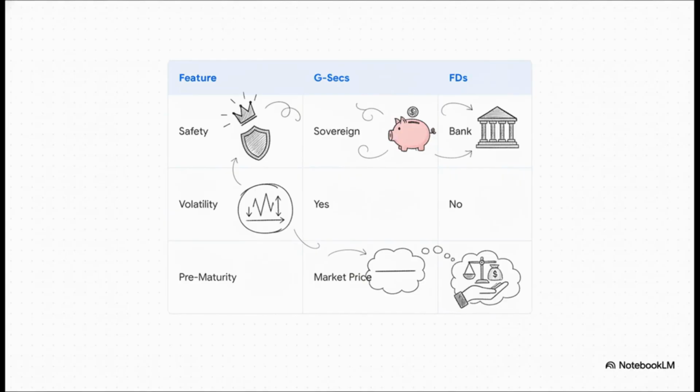FDs have absolutely zero. Your principal stays completely constant. G-SECs, on the other hand, because they're actively traded on the open market, will absolutely see their prices fluctuate daily. And what if you need your money back before maturity? Well, with an FD, you usually just pay a straightforward, predetermined penalty fee to the bank to break it. But with a G-SEC, your exit value depends entirely on the current market price, which could result in a capital loss or, hey, even a capital gain.